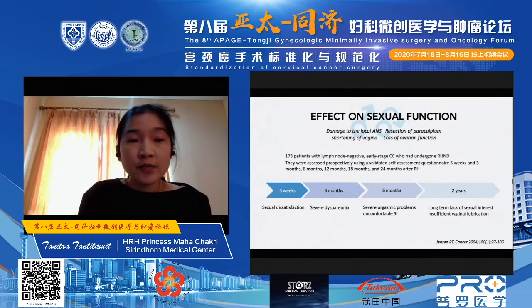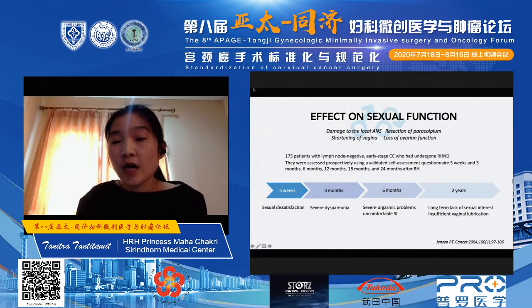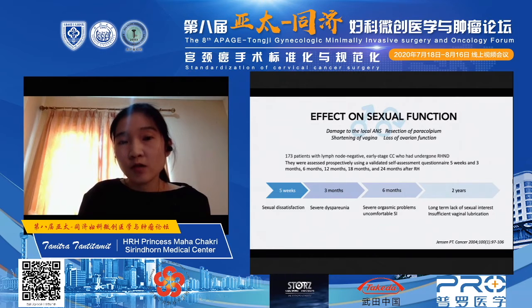One study included 172 patients with lymph node negative early-stage cervical cancer. The patients were assessed by questionnaire at different times after surgery. They reported sexual dissatisfaction at 5 weeks after surgery, severe dyspareunia at 3 months, and severe orgasmic problems at 6 months, and these problems persisted up to 2 years. The patients also reported long-term lack of sexual interest and insufficient vaginal lubrication.